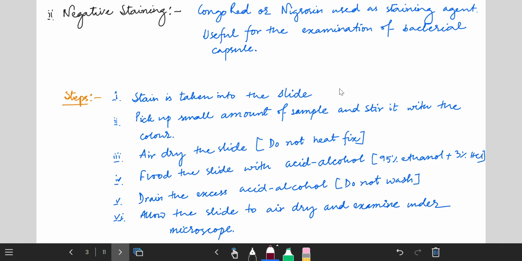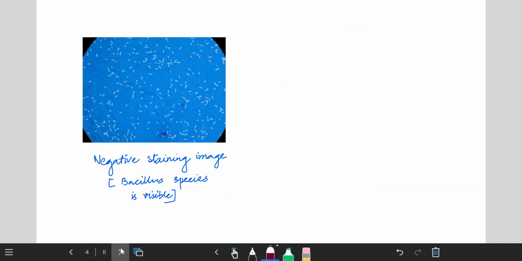In this step, the stain and the sample should be mixed up. Then air dry the slide. Clear? Then use the decolorizer, meaning acid alcohol. Then air dry the slide and examine under the microscope. That is negative staining. So after negative staining, bacillus species are visible like this.